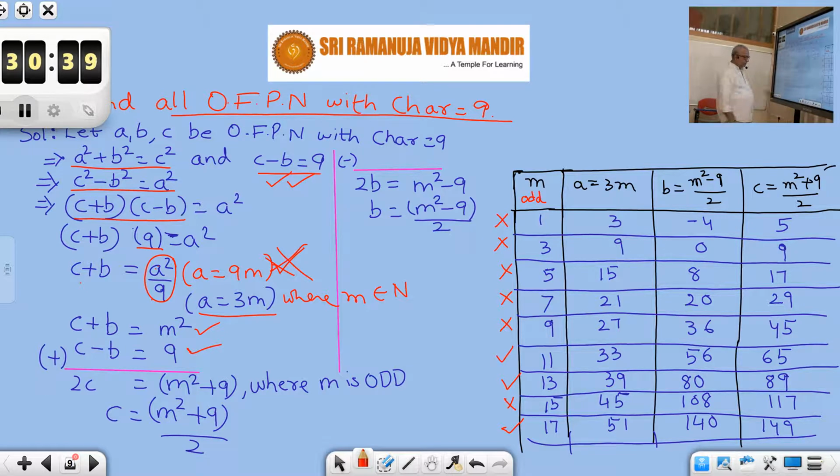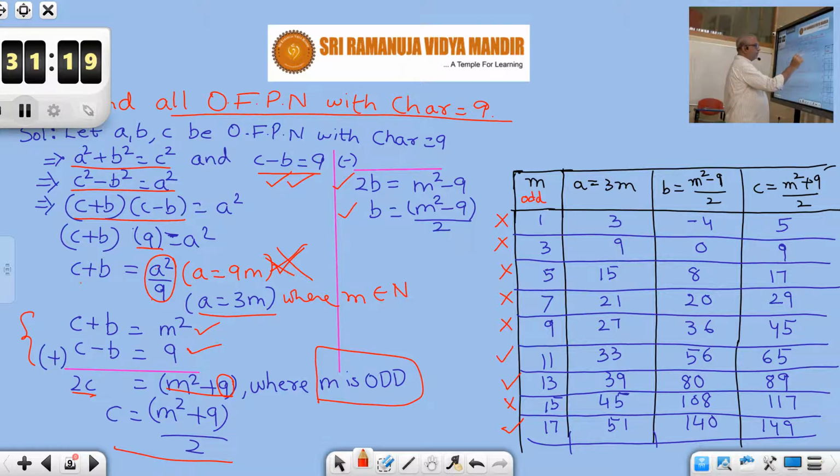So, 2c is equal to m square plus 9, adding the two equations. But 2c, what? It is an even number, because c is a natural number. Therefore, m square plus 9 should be an even number. But 9 is odd. Therefore, m square must be odd. Therefore, m is odd. So, this is important. M must be odd. So, dividing by 2, I get c is equal to (m square plus 9) by 2. Now, same two equations, if I subtract, I will get 2b is equal to m square minus 9, and dividing by 2, I get b is equal to (m square minus 9) by 2.